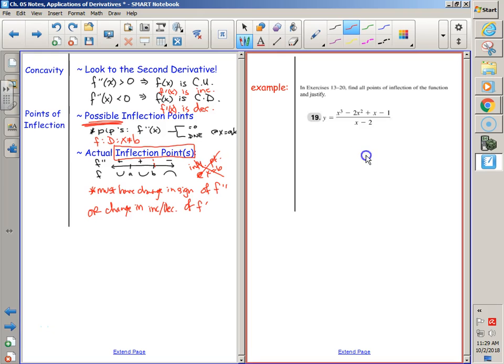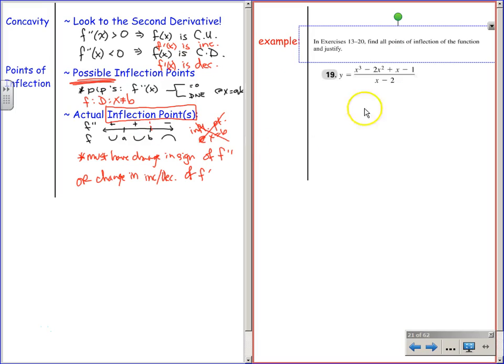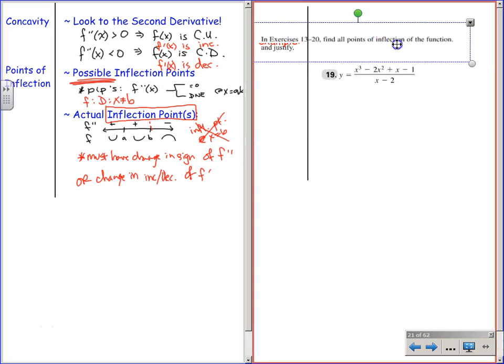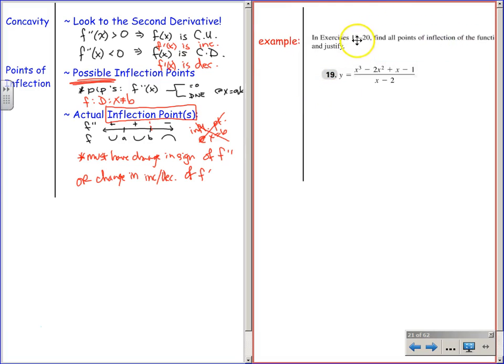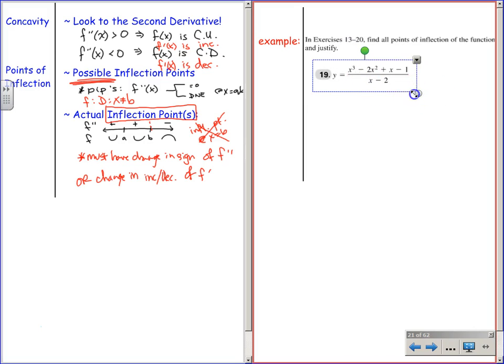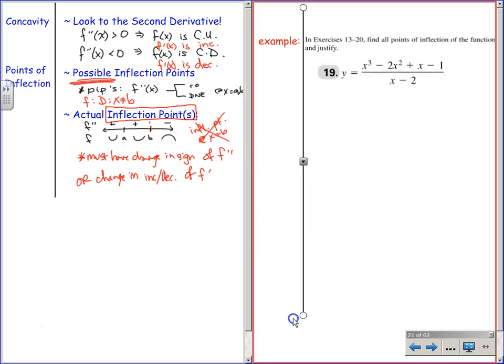So you guys ready? The directions, in case you can't read them, I'll make it big, are to find all the points of inflection. Possible? No. Actual. Ready? Set. You can collaborate in your groups at some point to make sure you're not going wrong. Go. Go get me the actual inflection points.